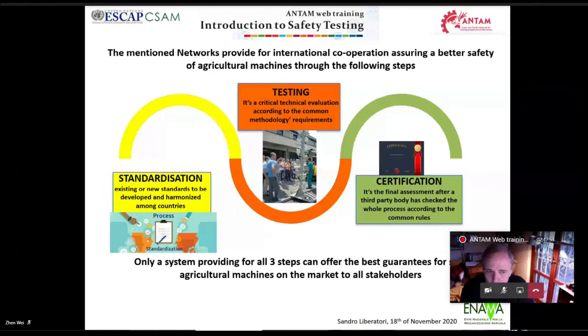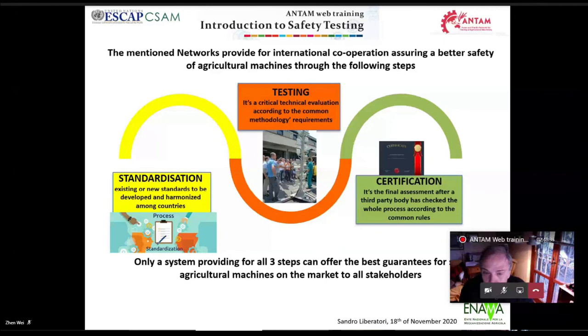Standardization is based on harmonized standardization, so it's an agreement among all participants, because I can understand that in different countries you have different needs, different requirements, so often it's a kind of compromise, though that would not be the proper word, it's a kind of agreement. We agree that this is the limit, we agree that this is a good limit, and we have to stay within the limit. Then the testing. The testing is a critical evaluation of the machine, based on the methodology or code requirements.